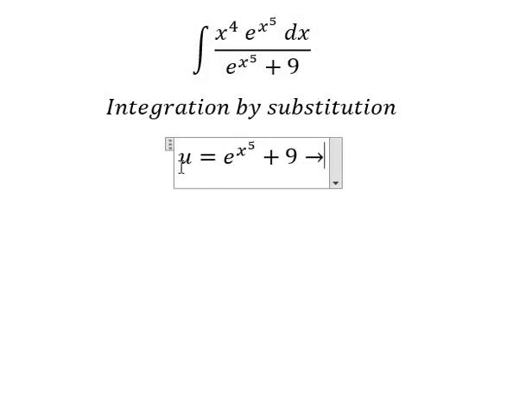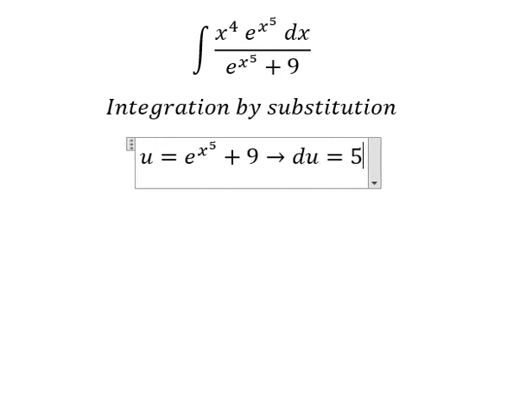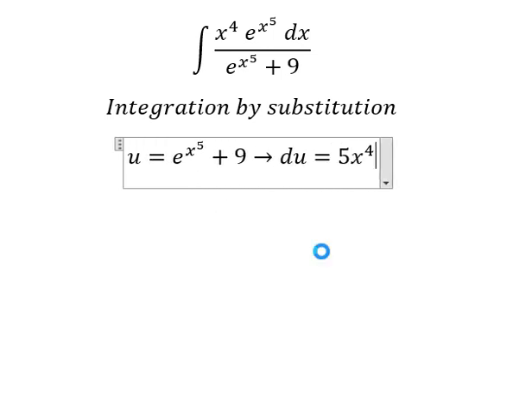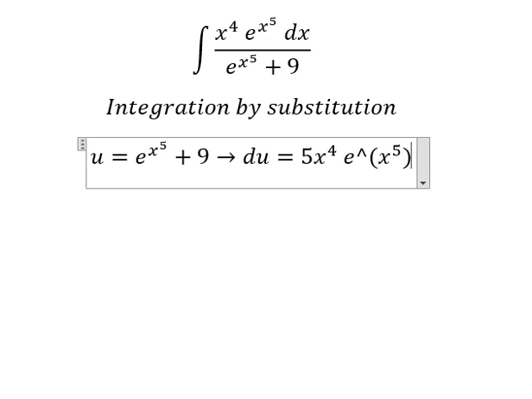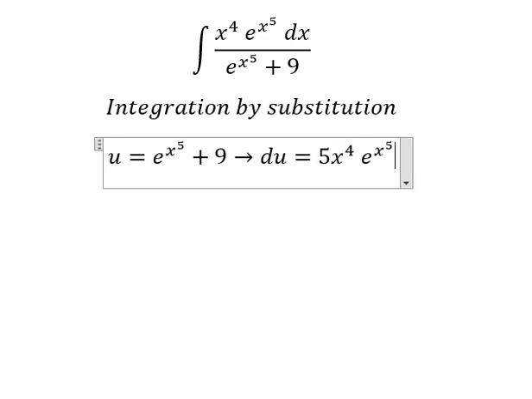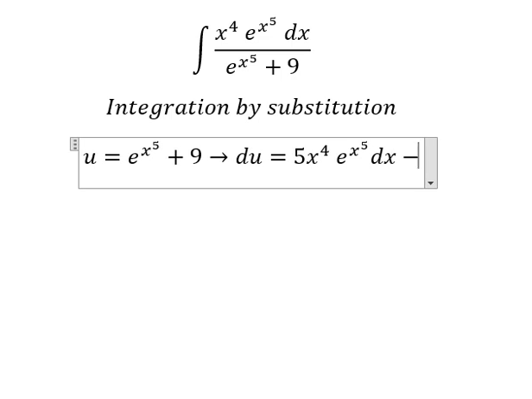Later we take the first derivative of both sides, and we have 5x to the power of 4 e to the power of x to the power of 5. This one is a constant, so you get 0 in here. Because we don't have the number 5, we divide both sides by 5.